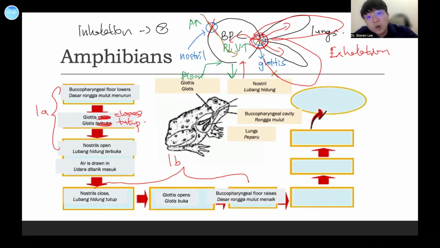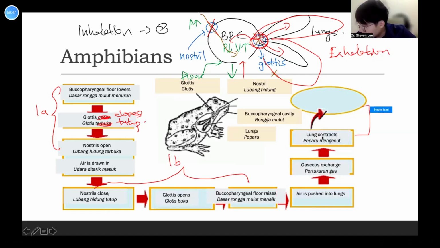All right. So once the air goes inside the lungs, you will see that the air is pushed into the lungs. So gaseous exchange will take place. So your lung, this is exhalation. Also, this is step 2, exhalation. So your lung contracts, then you just say the air is exhaled. That's all. So when the lung contracts, the glottis must open, the nostril must open, so the air can just flow out. This is exhalation. Very simple.